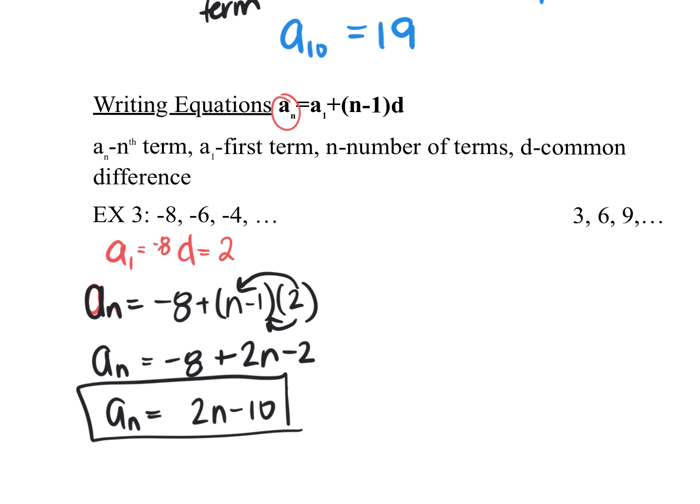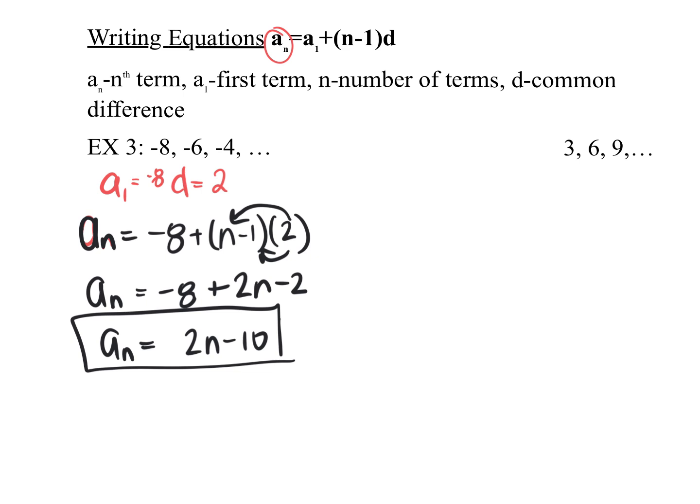Can you do that with 3, 6, 9? Write the rule of the sequence 3, 6, 9. Plug in your A1 and your D. All right, so the pattern is 3, 6, 9. What is the A1? A1 is the 3. What is the pattern? What are we adding or subtracting every time? We're adding. It's really about what we're adding every time, so it's a positive 3.